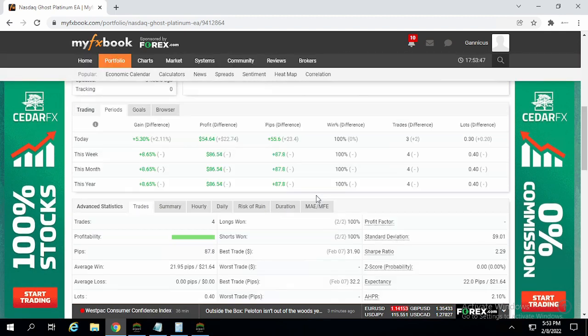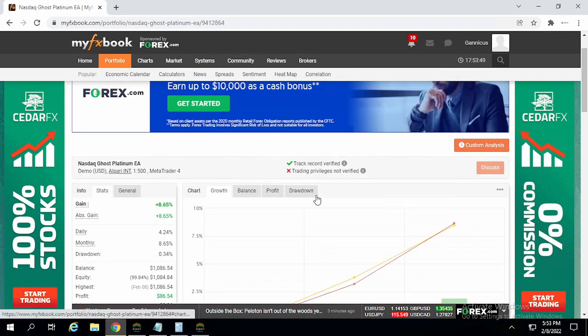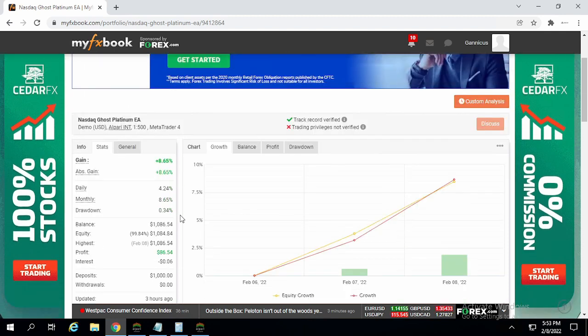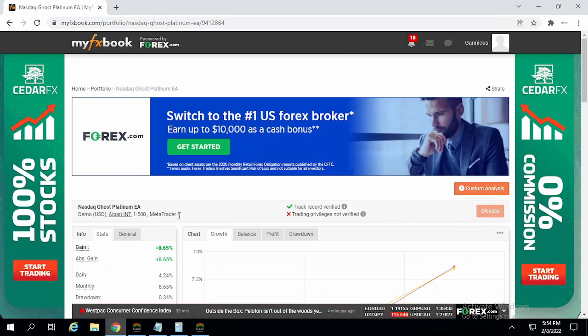I'm going to go back to my terminal to show you guys that. So this is the Nasdaq Ghost EA Pro live. For those of us who are joining the playlists, it's the Nasdaq Ghost Platinum. We've done a strategy test, we've optimized it, and now we are looking at the live testing.